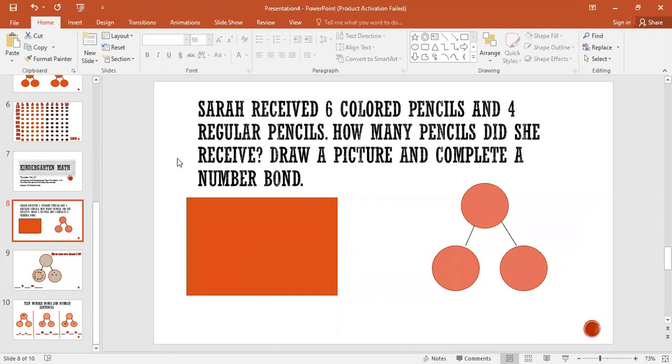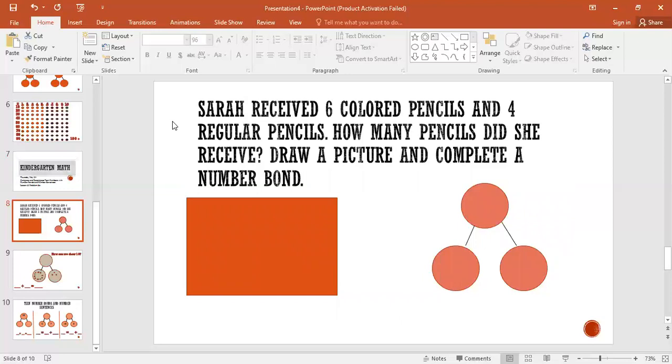Okay, this problem says Sarah received 6 colored pencils and 4 regular pencils. So picture that in your head, what Sarah has. How many pencils did she receive? Receive means have, has. How many does she have now? Draw a picture and complete a number bond. Okay, so have your composition book open to a new page. Grab your pencil. And you will be drawing a picture about what this is.